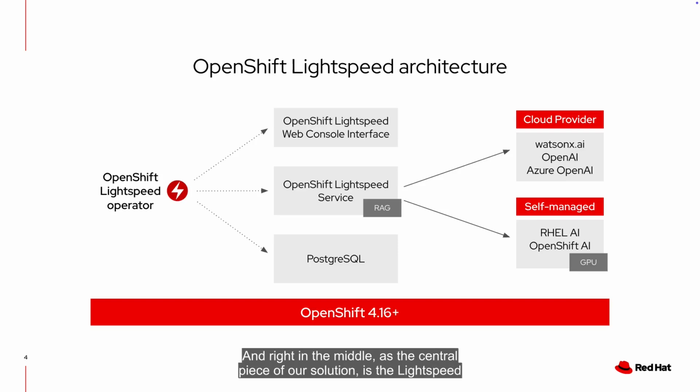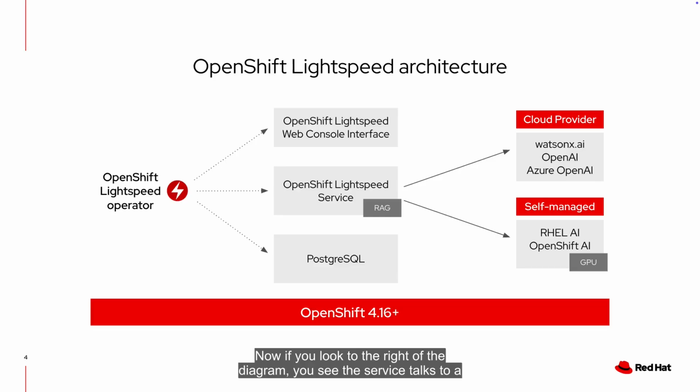And right in the middle, as the centerpiece of our solution, is the Lightspeed service backend. The real magic here is that it includes an in-memory vector database for retrieval augmented generation. This means that the service is loaded with the entire official OpenShift documentation and it's matched to your specific cluster version. When you ask a question, Lightspeed first finds the most relevant documentation snippets and feeds them to the AI model as context. This is why the answers are so accurate and context-aware.